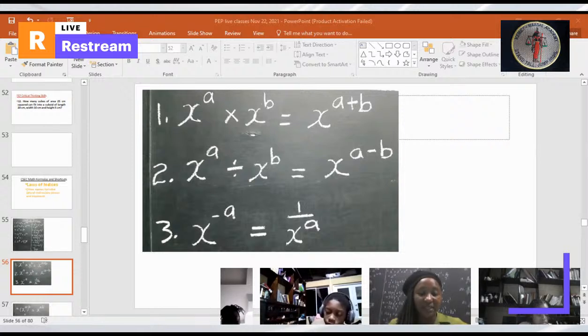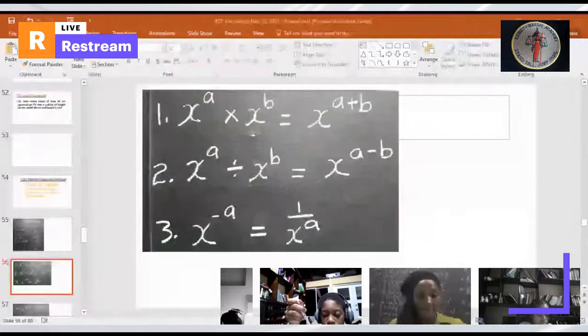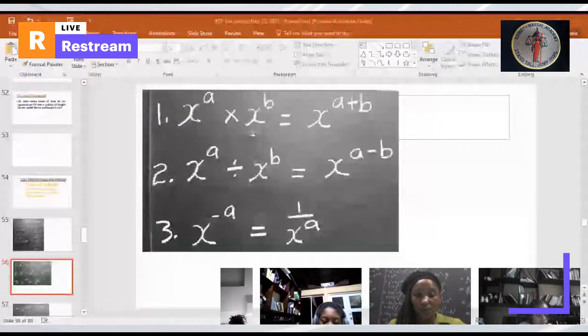Number 2 says x to the power of a divided by x to the power of b is equal to x to the power of a minus b. And what this rule says is if we're dividing and the bases are the same, we subtract the indices. So we keep the base, we don't do anything to the base, we just write back the base, subtract the powers, we subtract the indices.